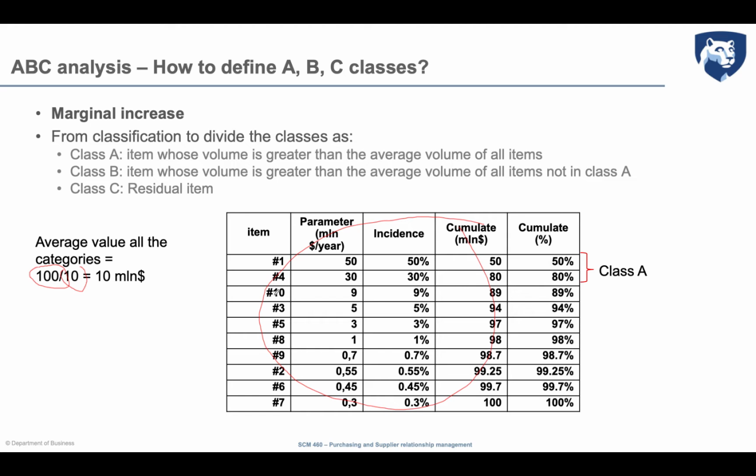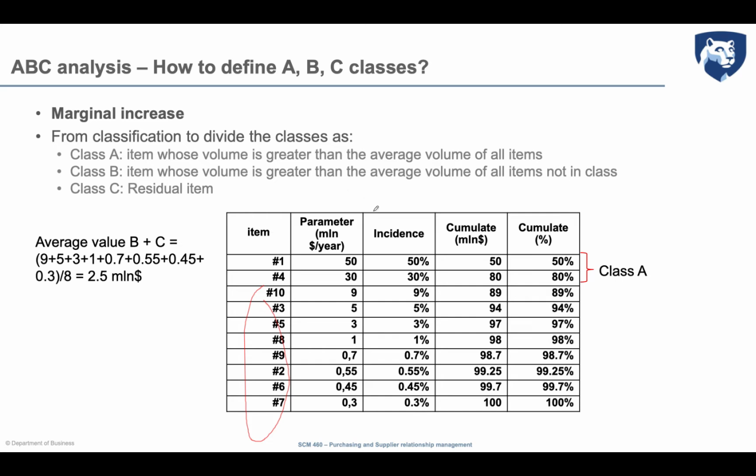Okay, so you remain with 8 category items that need to be classified. How much do they make? They make 9 plus 5 plus 3 plus 1 plus 0.7 plus 0.55 plus 0.45 plus 0.3, which is $20 million. Okay, these remaining 8 categories make $20 million. How much is the average spending for this remaining category? $20 million divided by 8, so $2.5 million.